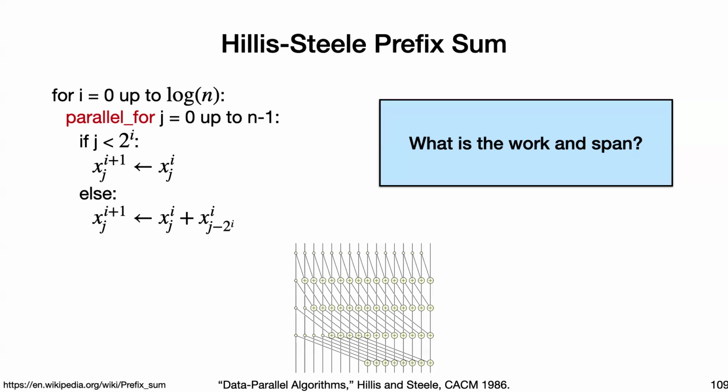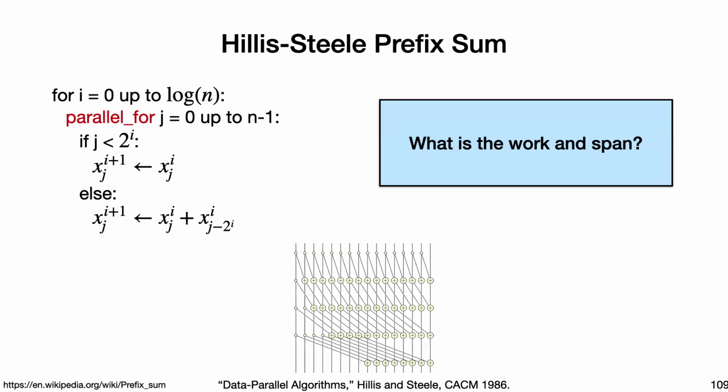So the outer one is log n. So what is the span of the first iteration? And the span of the second iteration? Oh, sorry, the iteration of the outer part. And so what is the total span? Good. Is everybody clear on that part?